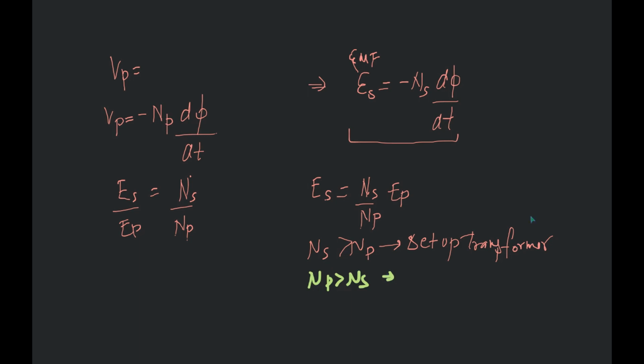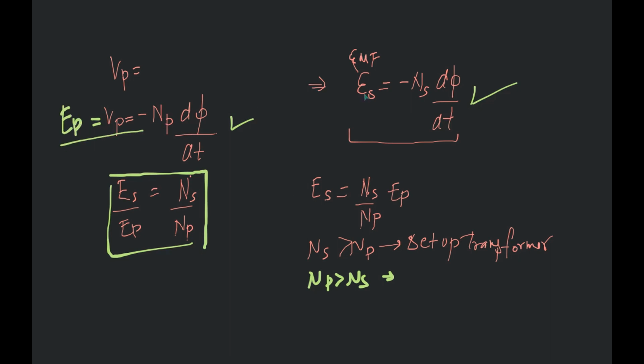Obtain the relationship between the output voltage in terms of the input voltage. This is the relation you asked for. If you divide this and this, you will get this equation. Is it clear to you?